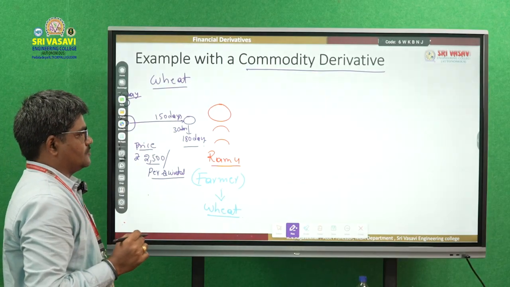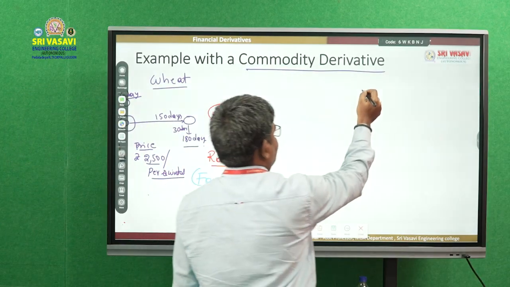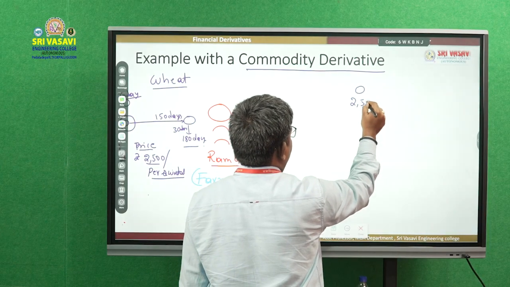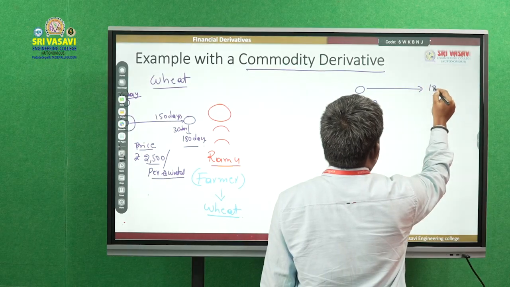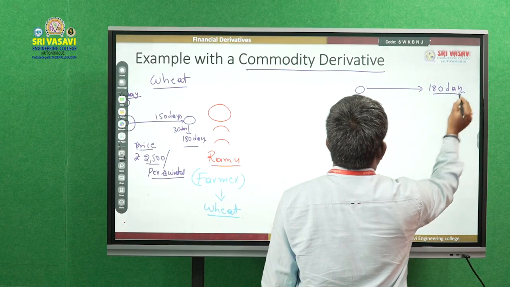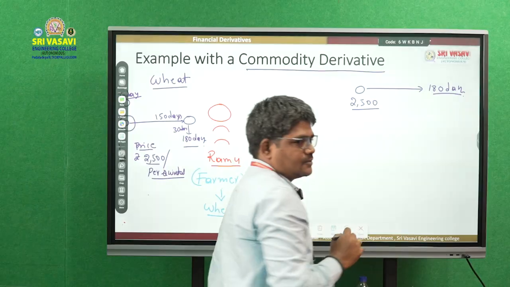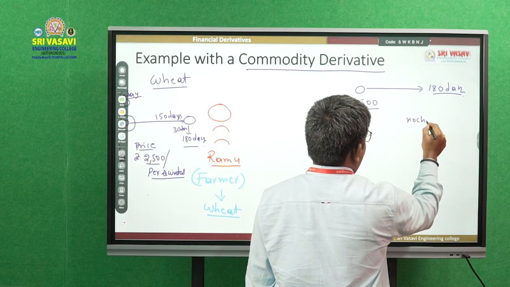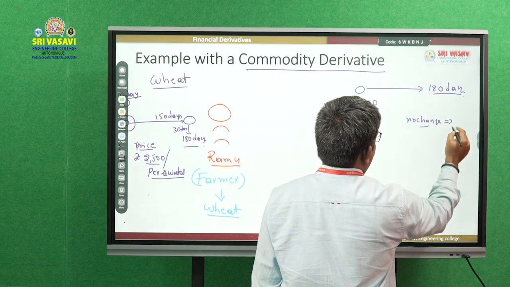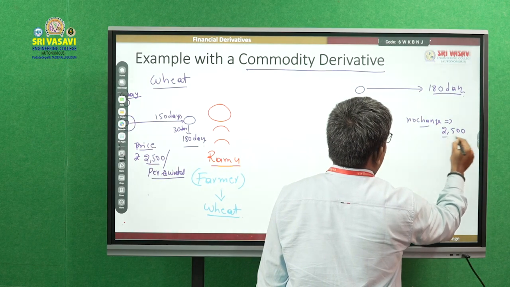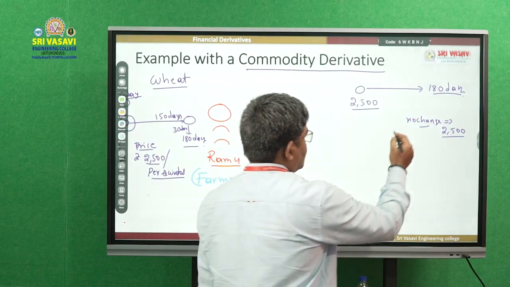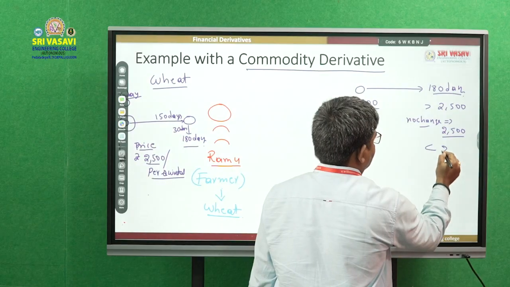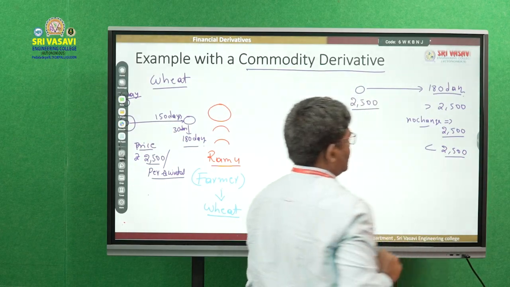Now there may be three outcomes. I'm going to use this space. It is day 0. Here the price is 2,500. This is 180 days from now. After 180 days, the first outcome is no change in price. What do you mean by no change in price? The price remains the same, 2,500 per quintal. The second, the price may be greater than 2,500. The third, the price may be less than 2,500 also.